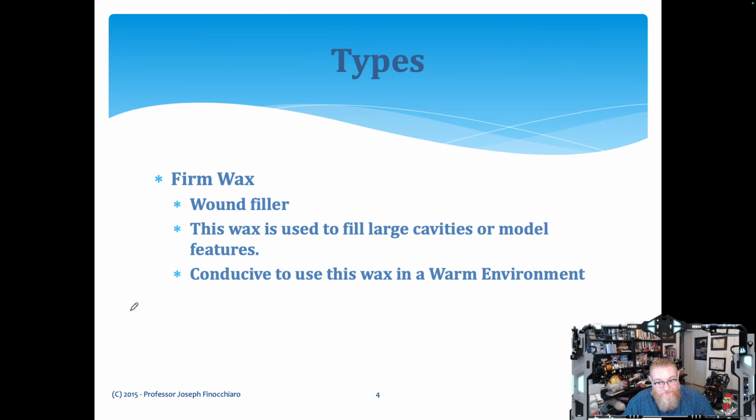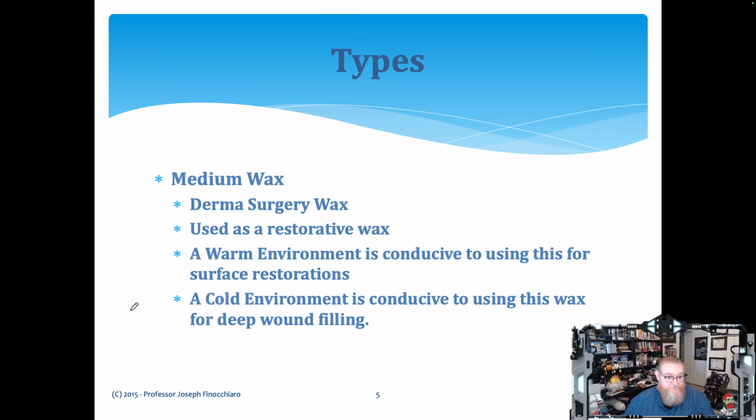So what are the types of wax that we use? Well, the first is a firm wax, also known as wound filler. This wax is used to fill large cavities or model features. Conducive to use this wax is a warm environment, which means you will want to use some type of device or have the ambient temperature warmer than normal, because you need to be able to use the stuff, model the stuff, but then once it gets back to room temperature, it will be solid enough to not lose its shape.